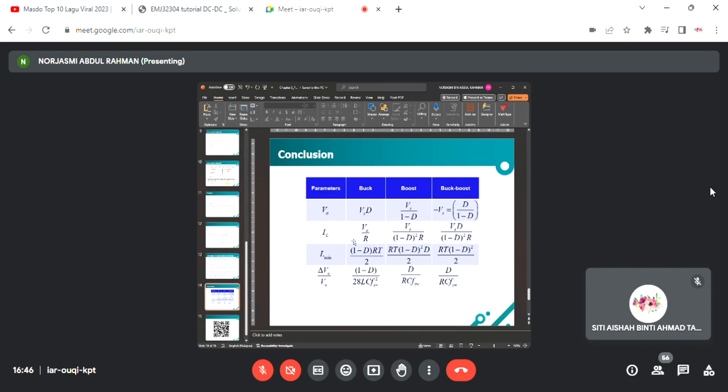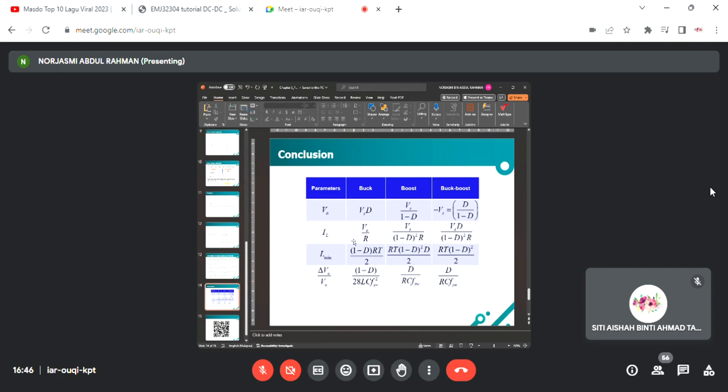Okay. So for the buck converter, the output average current, or the inductor average current, is given by Vout over R, and for the boost it is Vs over (1 minus D) squared R, and for the buck-boost converter, the same as the boost converter.